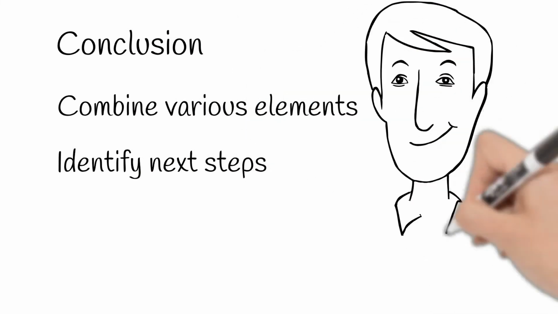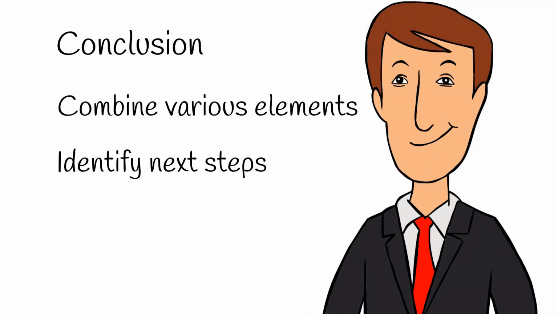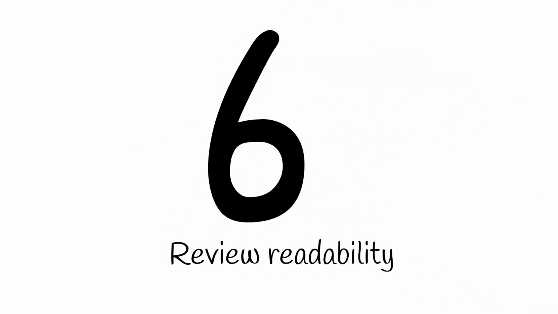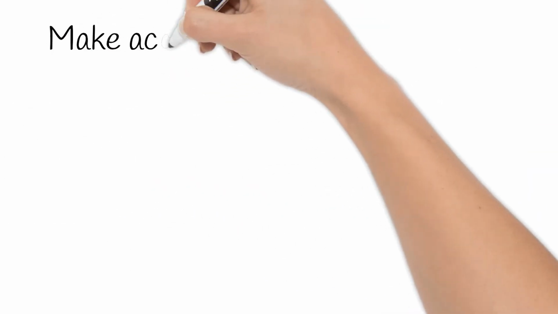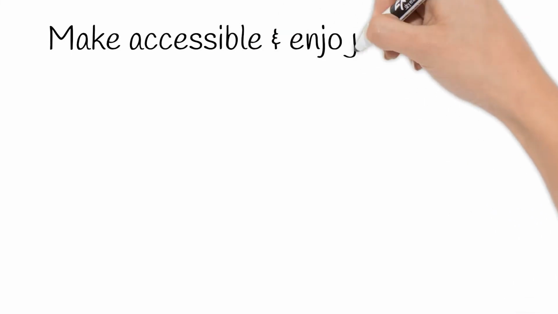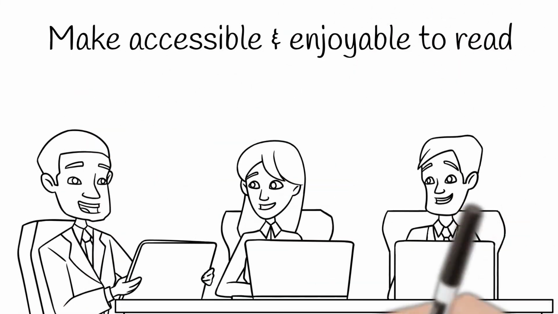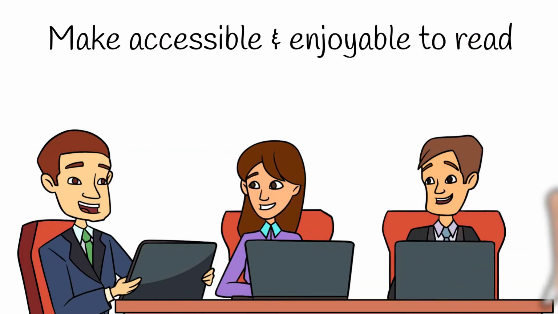Once you are done with the main content, the sixth step is reviewing the readability. Spend some time making the report accessible and enjoyable to read. If working in Word Editor, the navigation pane is a great way to help your reader work through the document. Use formatting, visuals, and lists to break up long sections of text.